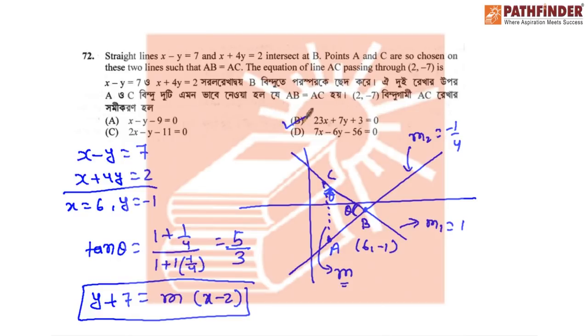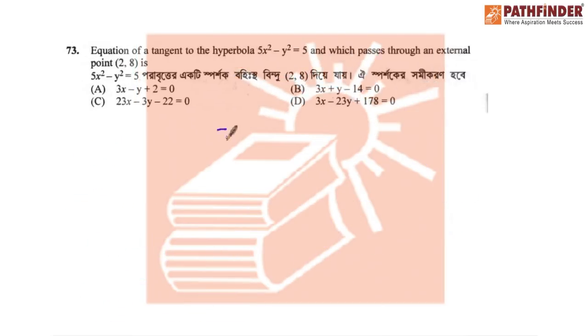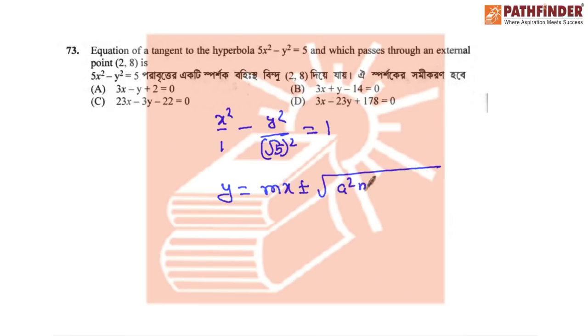Now next is 73. Question number 73. 5x square minus y square by 5 means x square by 1 minus y square by root 5 whole square is equal to 1. So a is this and b is this. So the required equation of tangent is y is equal to mx plus minus root over a square m square minus b square, or y is equal to mx plus minus root over m square minus 5.